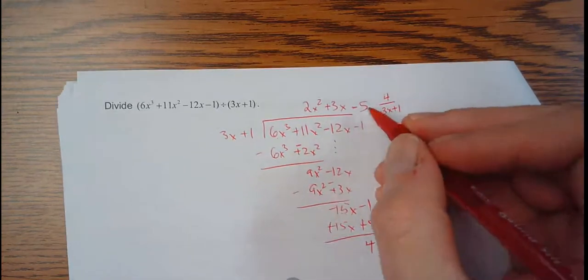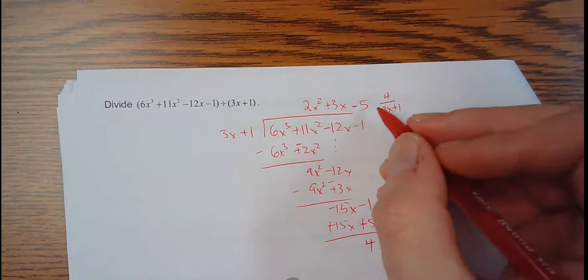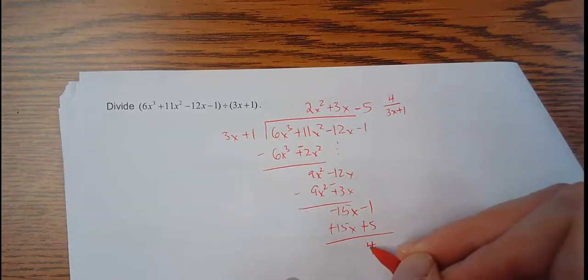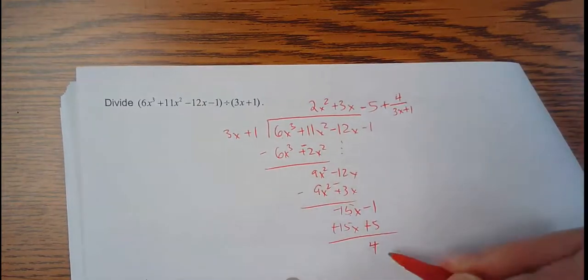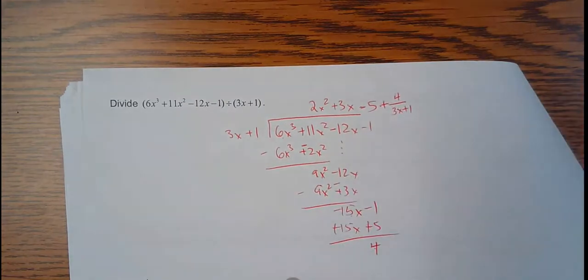The key here is this needs to be a polynomial. So I need to make sure there's a plus or a minus between these. This was a positive 4, so that's plus. If it was a negative 4, that would be a minus. Okay.